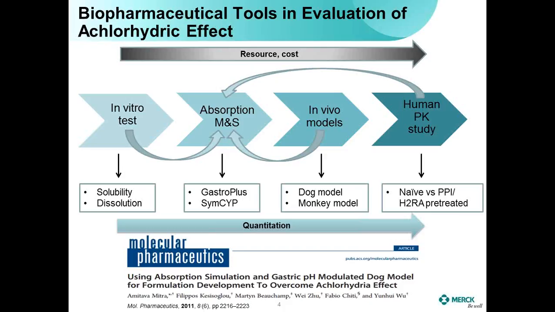An earlier work that was published in 2011 by our group on investigation of the achlorhydria effect of a Merck investigational weakly basic compound incorporated both in vitro dissolution data and dog PK data into the models to project clinical exposures. The base model was developed in GastroPlus and accurately captured the impact of stomach pH on exposure as seen in the first-in-human clinical studies with conventional formulation.